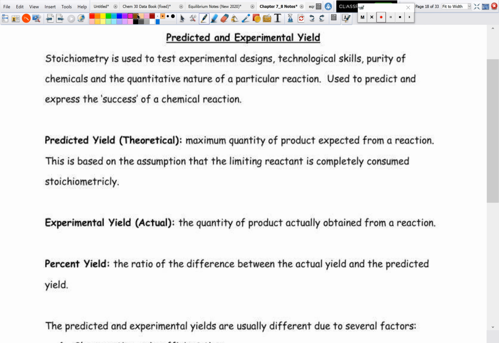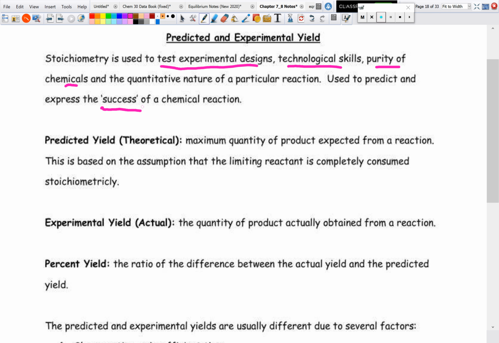So just remember, stoichiometry is used to test experimental designs, technological skills, purity of chemicals, quantitative nature of particular reactions. It's used to test a whole bunch of things. And then, of course, we are going to be looking at our percent yield. It's just like percent difference, where it's just a number to express the success of a chemical reaction.